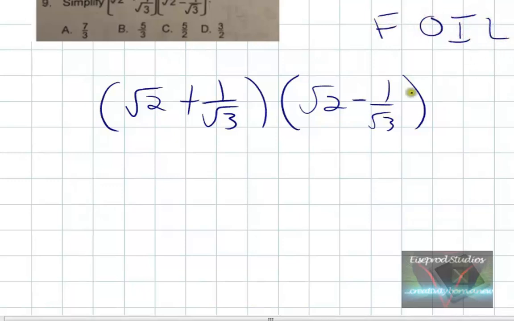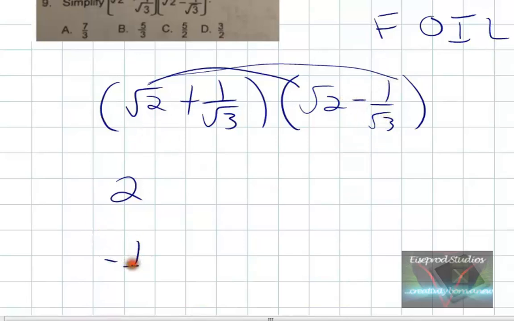FOIL. This is the method that I've been using when I multiply two quantities. It's first, outer, inner, last. The first two are the square root of 2 times the square root of 2, which would just be 2. And then we're going to move on to the outer. That would be these two. So we have negative 1 over root 3 times the square root of 2. I'll rewrite that down here. Root 3 times the square root of 2.